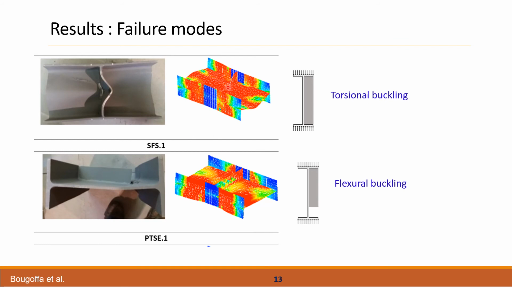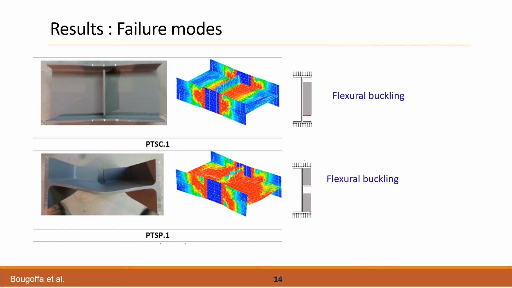This is another illustration of the panel stiffened only on one side. We can observe torsional buckling here in the finite element model and the test. And here we have a partially stiffened panel, and we can see that the finite element model represents well the flexural buckling observed in reality. The two other configurations of partly stiffened panels, on the two ends or on the center part, also showed flexural buckling, and we can see that the finite element model represents well the behavior of the two specimens.